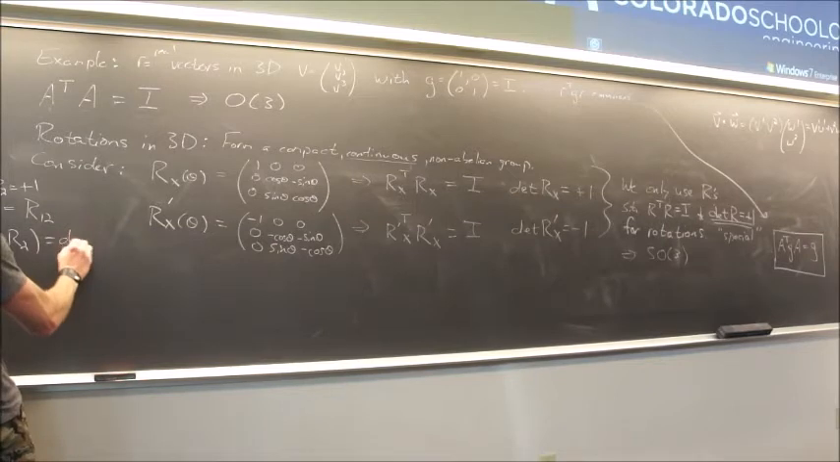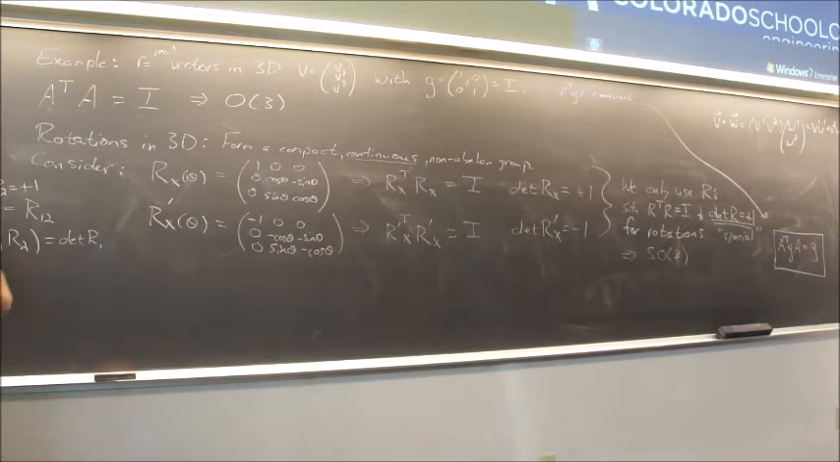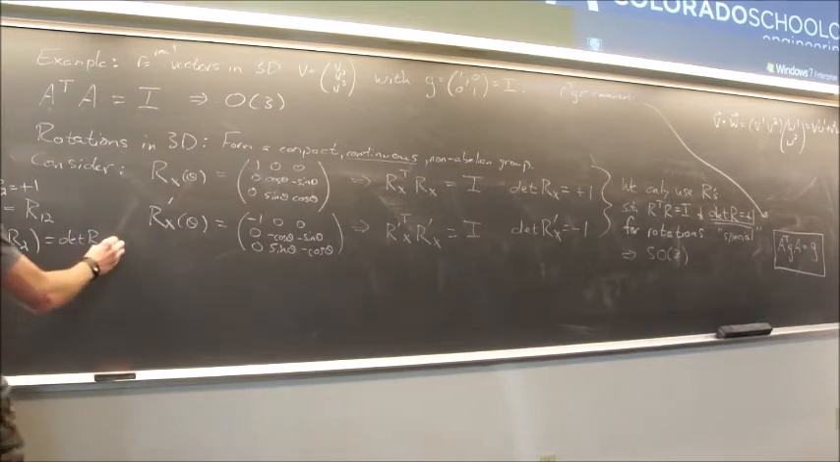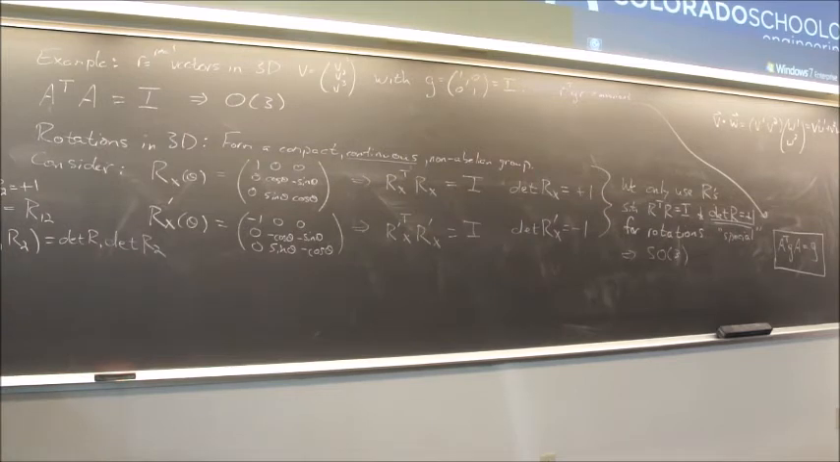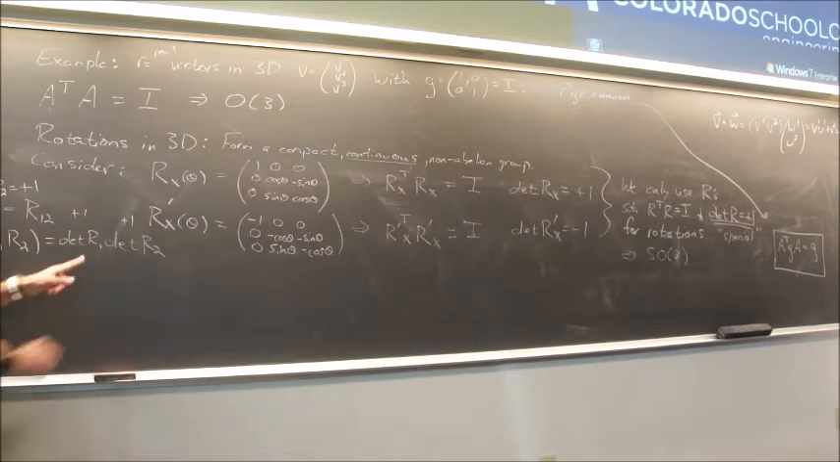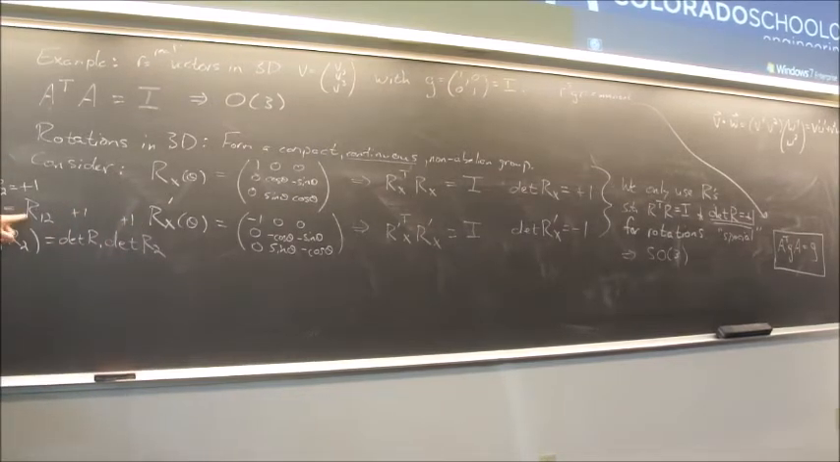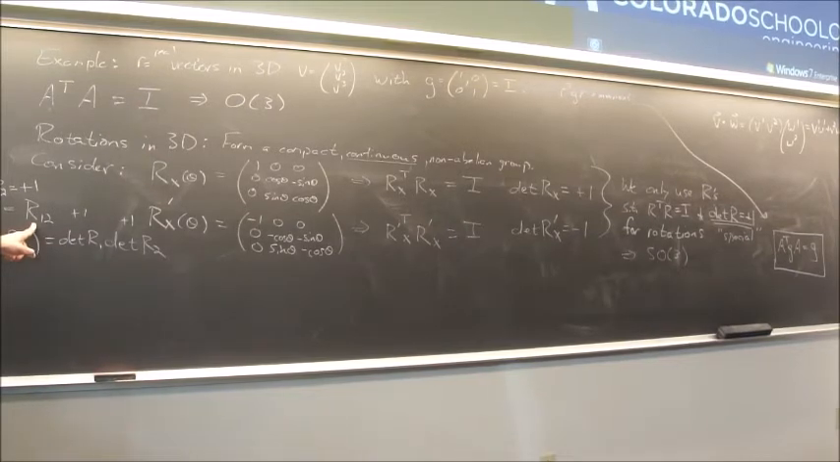So this is det R1 times det R2. That's not trivial. I don't remember that kind of thing. It's not intuitive, but it's a result from linear algebra. So if you're like, I didn't remember that, don't worry, I don't remember it either. The determinant of a product of matrices is the product of the determinants, but each of these is +1, so the determinant of their combination is +1, and that's closure. If I take two elements of SO3 and I combine them, I still have an element of SO3. See? Cool.